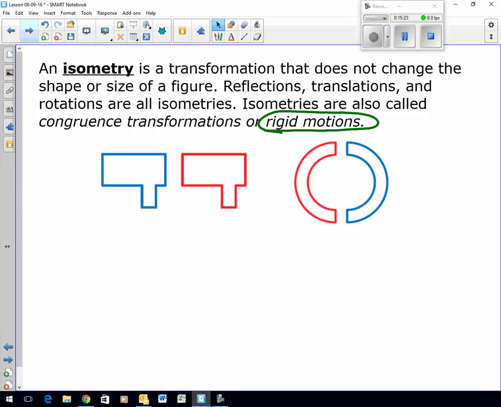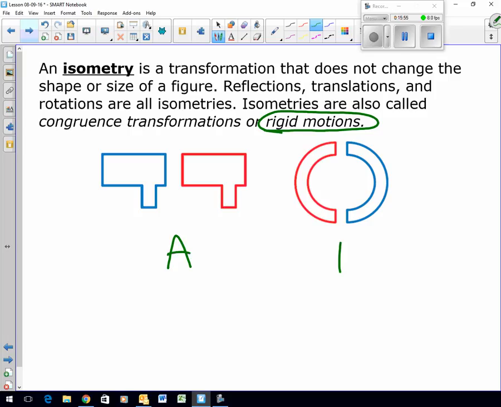Let's see how we're doing. We've talked about 3 transformations today. What are they? Perfect. Which one of those 3 are isometries? Yes, all of them are. Okay? Very good.